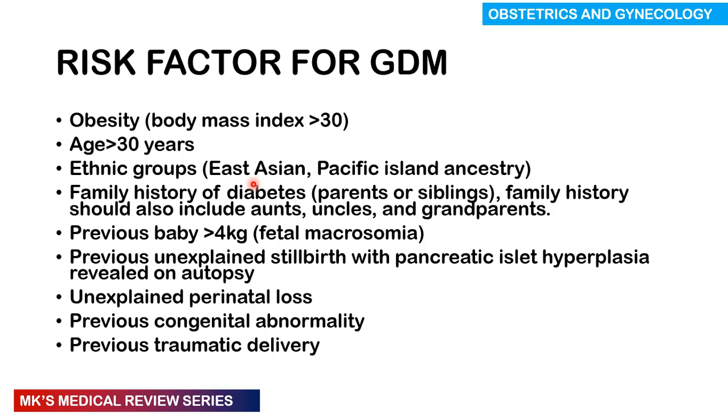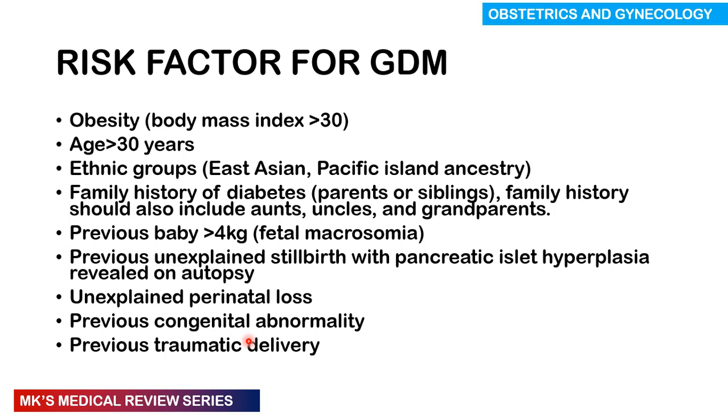Those that have a previous history of giving birth to a large baby, a fetal macrosomia, which is greater than 4.5 kg. Then, of course, a previously unexplained stillbirth with pancreatic islet hyperplasia revealed on autopsy of the dead child. Then if they have unexplained perinatal losses, previous congenital abnormalities that we shall allude to towards the end of this lecture, or a previous traumatic delivery, all these are risk factors for gestational diabetes.